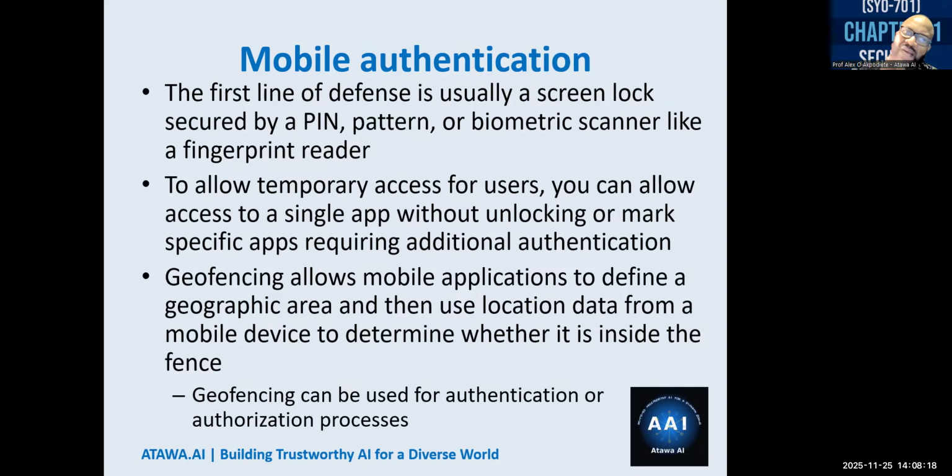It just says you have to allow temporary access for users. You can allow access to a single app without unlocking or mark some apps as requiring additional authentication. Geofencing is pretty good for applications to decide a particular geographic location and then use that location data to determine whether it is inside that particular fence. You can use it for authentication and also authorization as part of the AAA process, right?